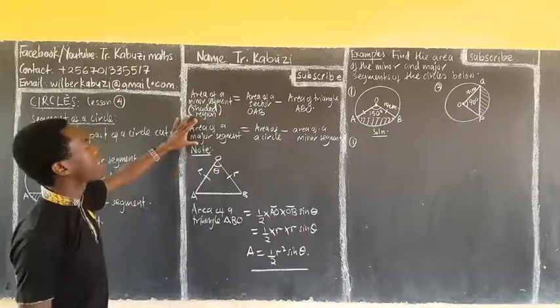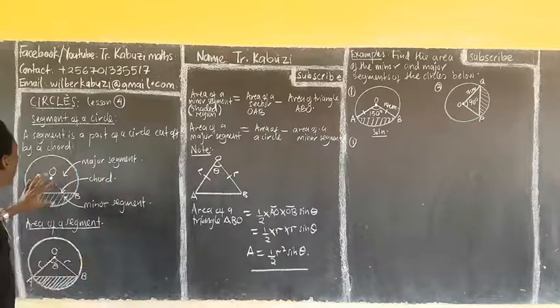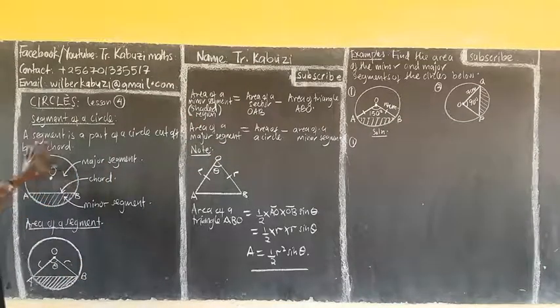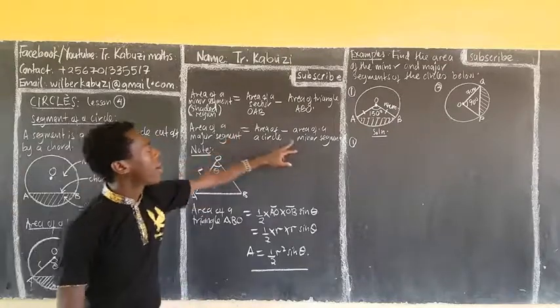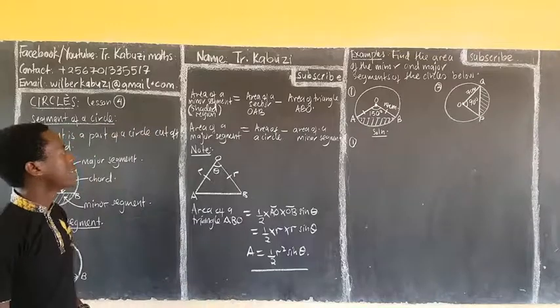Then the area of the major segment, of course, if we know this area, I know the area of the whole circle, we can get the area of the whole circle minus the area of this small segment, or the minor segment. So area of the circle minus area of the minor segment.